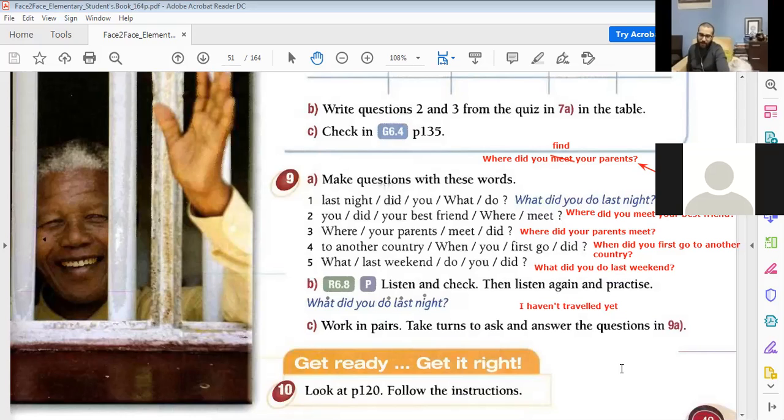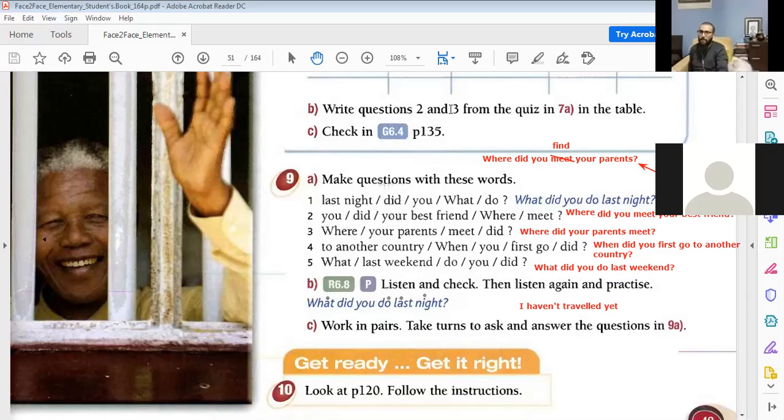I visited my uncle. Nice. Good. Okay. Now I think the last one. So Rana, you can ask Manal this time. What did you do last night? I visit my sister. She was sick.